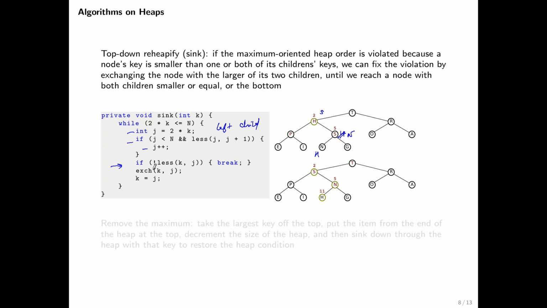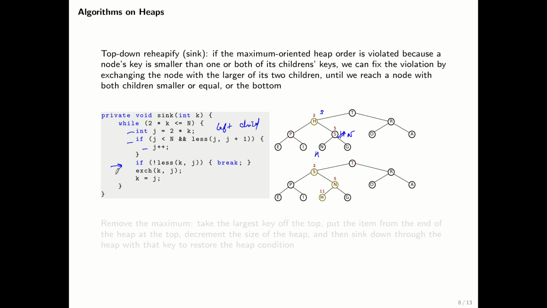And then here, what are we saying? If the key at k, the node's key, is not smaller than the key at j, meaning the parent is greater than or equal to its children, then there is nothing to do. There is no violation. We simply break. But if this is true, then it means that the parent has a key that is smaller than its two children.